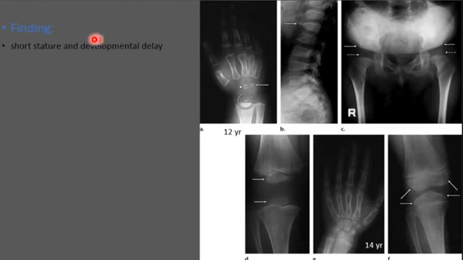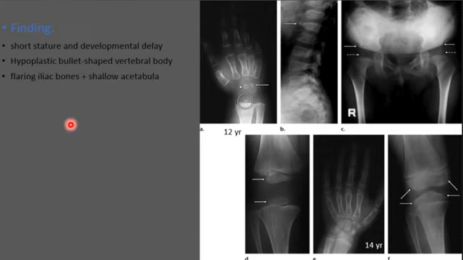The findings are short stature and developmental delay, hypoplastic bullet-shaped vertebral bodies, flaring iliac bones and shallow acetabuli. The shallow acetabuli are susceptible to slipped capital femoral epiphysis and TDS.